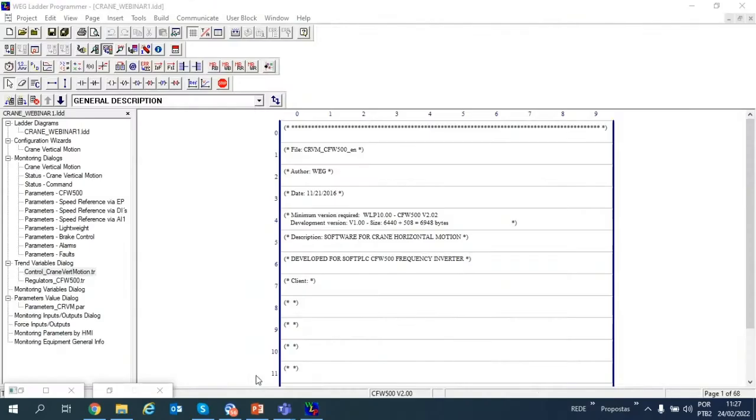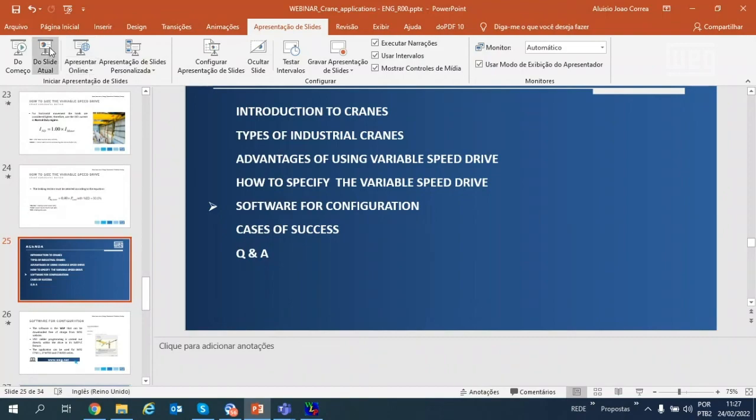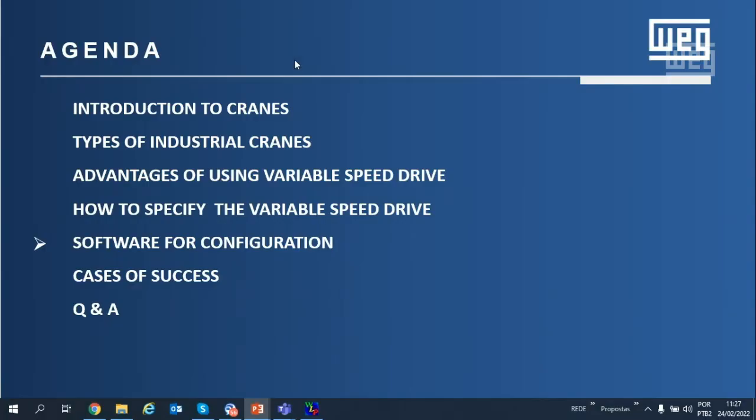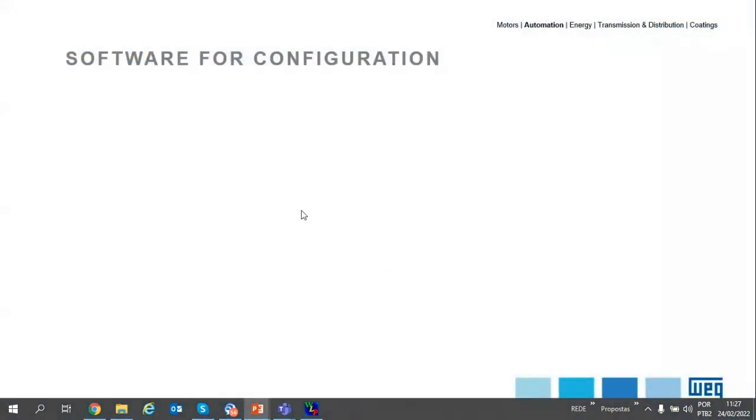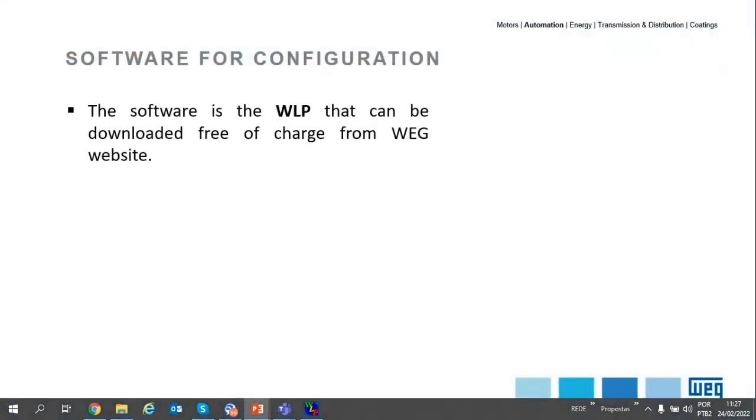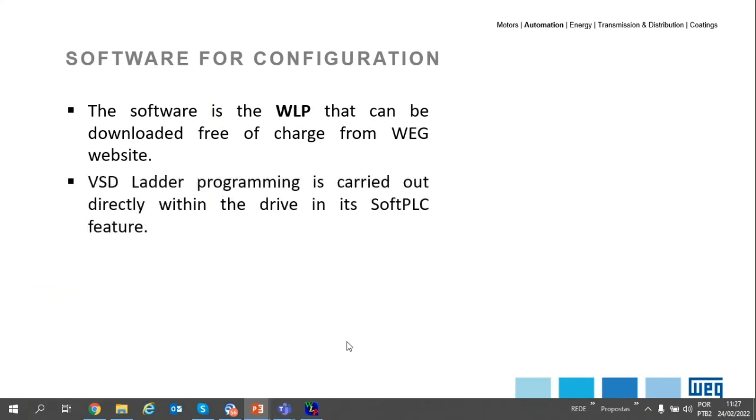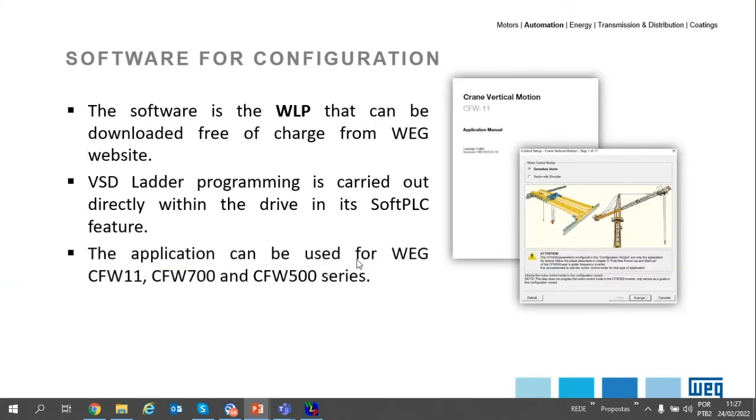Okay, so that's a short overview of the WLP software for crane application. And now I would also like to share with you some success cases. But before, it's important to mention that this WLP software is free of cost to be downloaded from the WEG website. As you can see, the interface is user-friendly. And most important, this software is free of cost, okay?